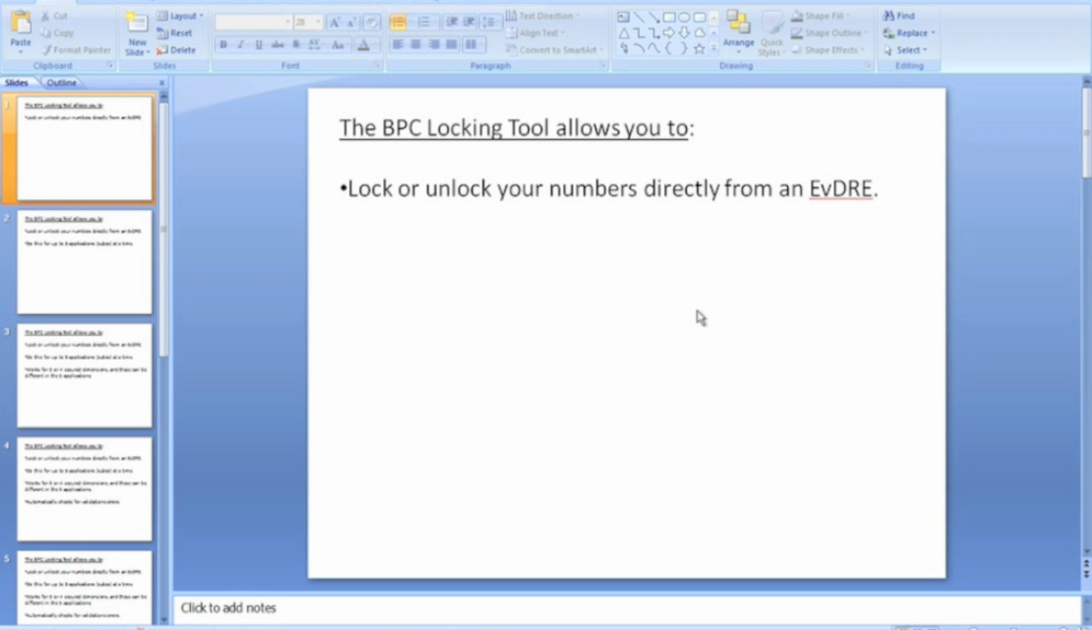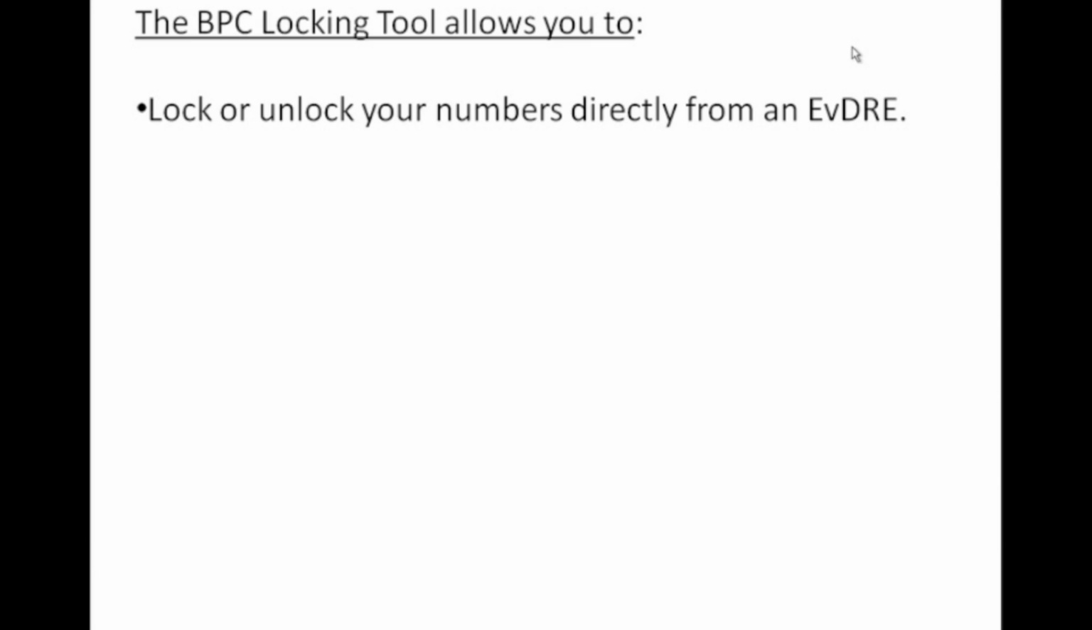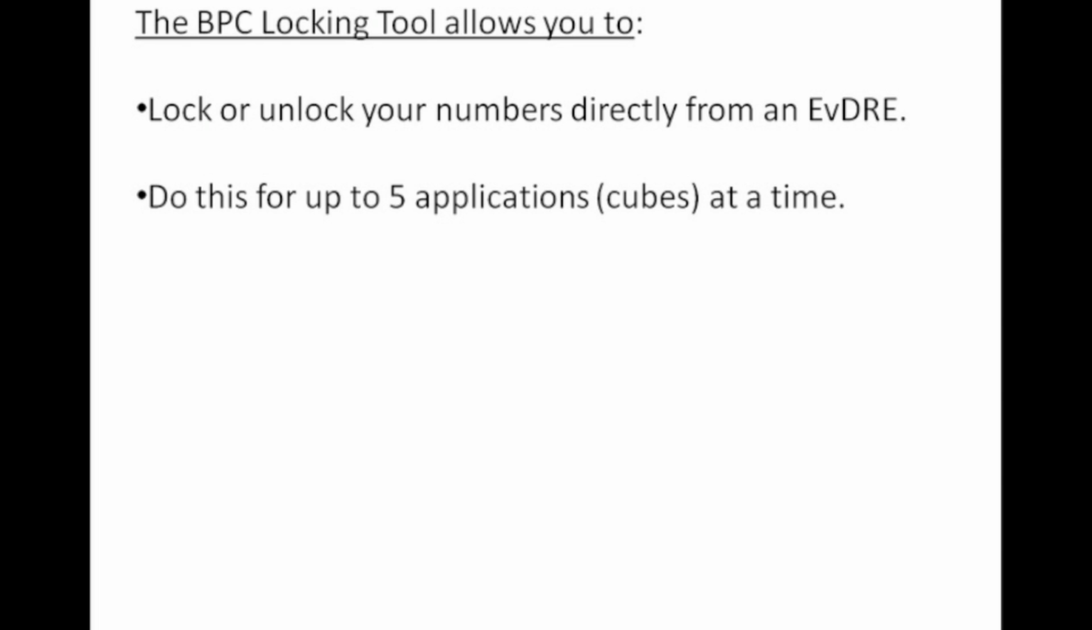Why is it good? Because it allows you to lock your numbers or unlock your numbers directly from an EVDRE, whereas the functionality that you get with SAP BPC at the front end is through an Internet Explorer web-based browser, whereas this allows you to lock things straight from Excel. The other thing is that you can do this for up to 5 applications in one go.